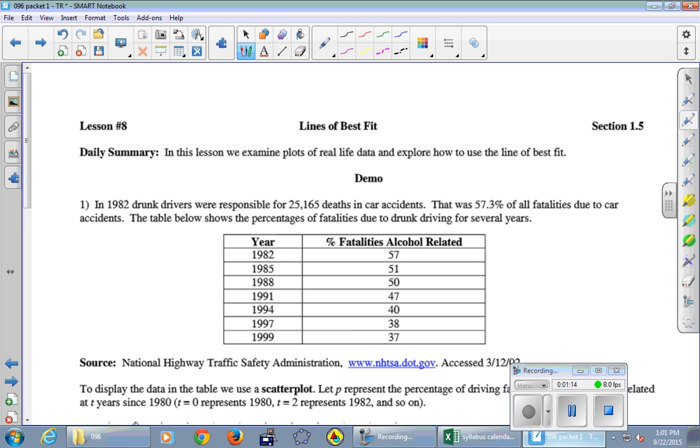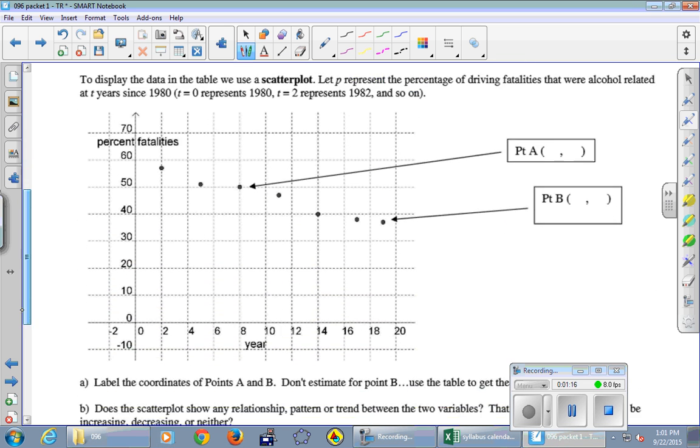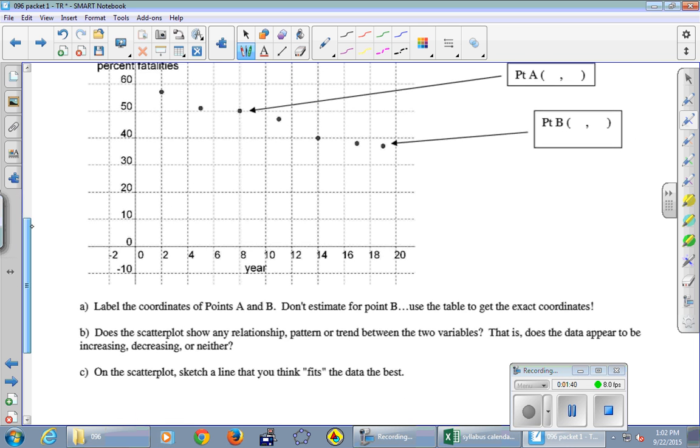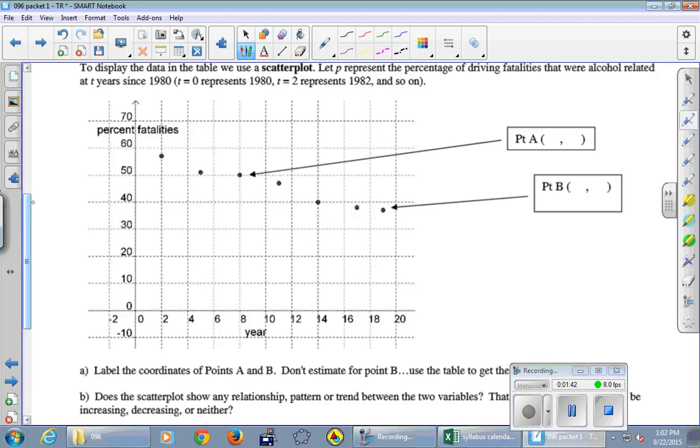And so that's what we're going to do down here. Or that's what I've done for you, I should say. So to display the data in the table, we're going to use something called a scatter plot, brand new word. It just means plot data points. We're going to let P represent the percentage of driving fatalities that were alcohol related at T years since 1980. So T equals 0 is 1980, T equals 2 is 1982. 1980 is our starting point, okay? And so in this example, there's the graph, percent fatalities on the vertical, year on the horizontal. Again, 1980 is our starting year here.